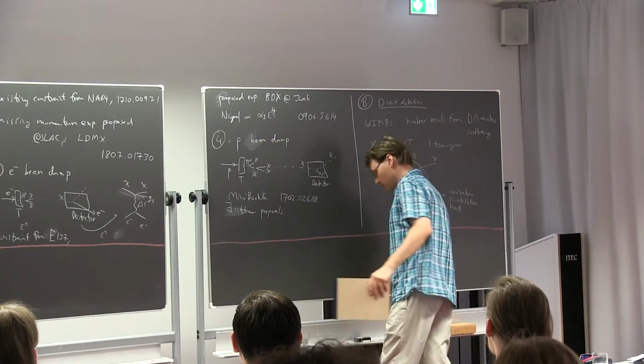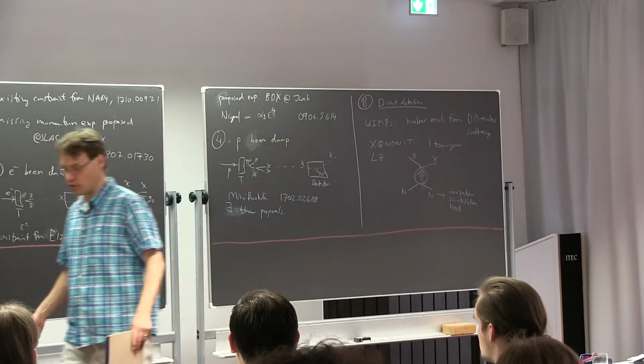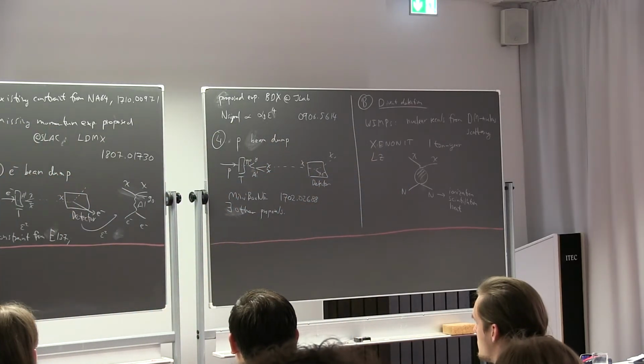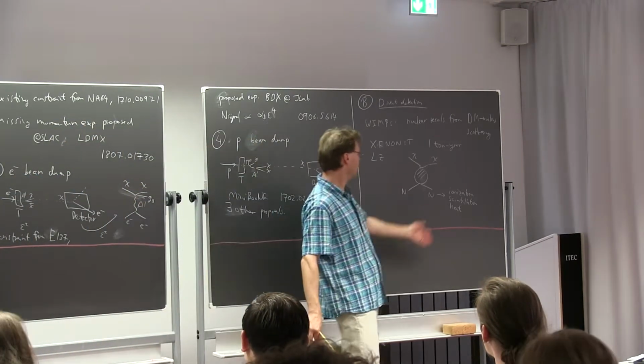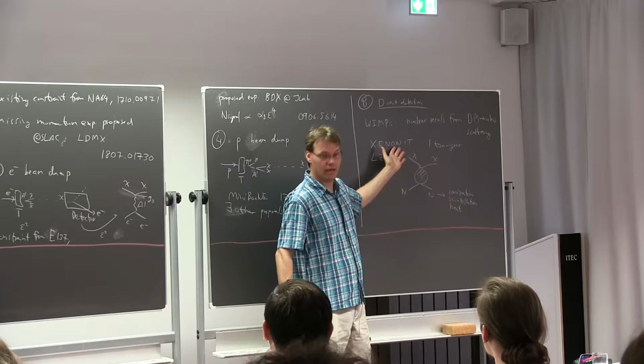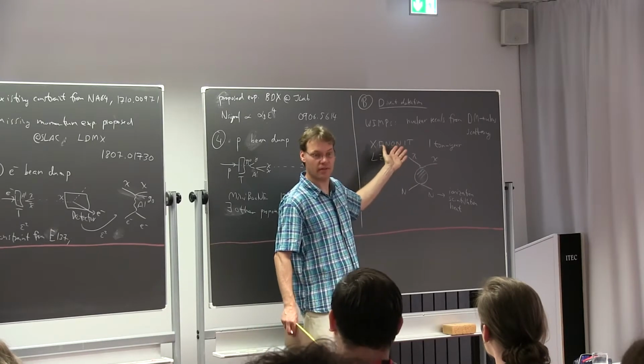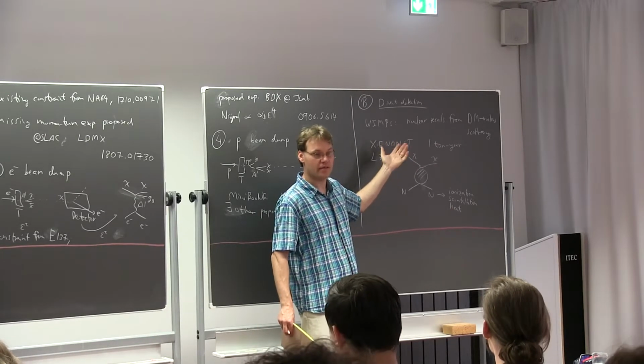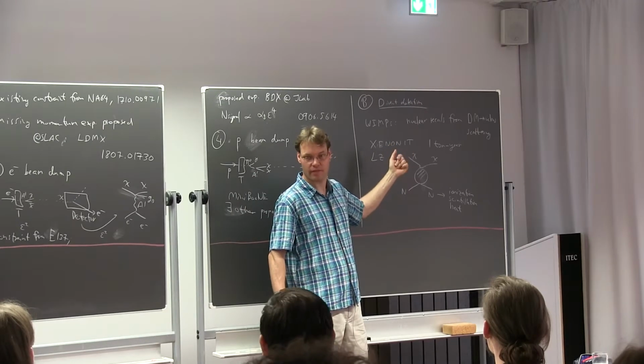And then what experiments do is put this deep underground to shield it from cosmic rays. It's a rare event search, right? So basically, in a ton year of data, Xenon did not see any signal events. Okay. So that's an amazing sensitivity, that you see nothing, basically.